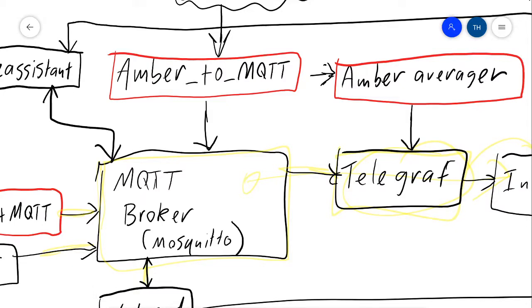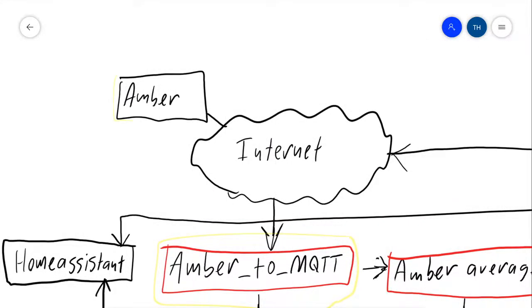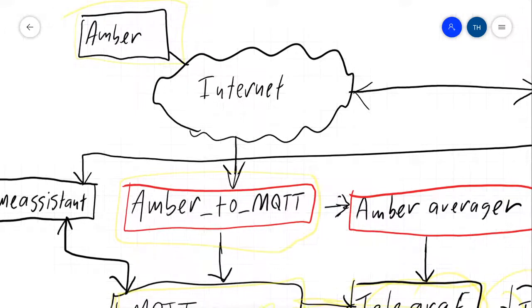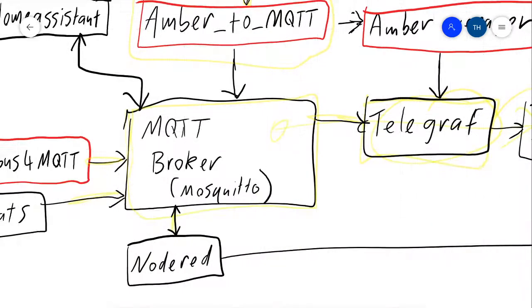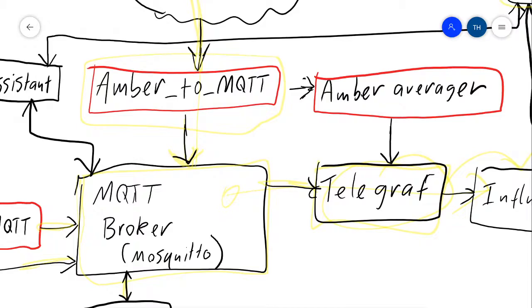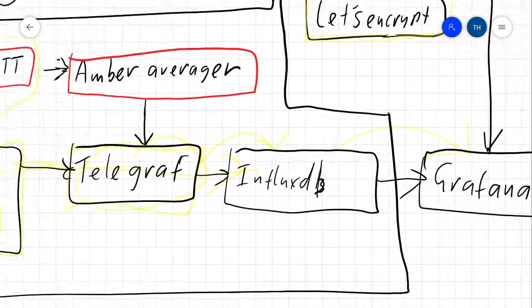So Amber to MQTT manages talking to Amber's API, Amber being my energy provider, my energy retailer. It talks to Amber, reads their API, and translates that information and writes it into MQTT. So the real-time pricing on my graphs comes from Amber, through Amber to MQTT, into the broker, through Telegraf, through Influx, into Grafana to be viewed.